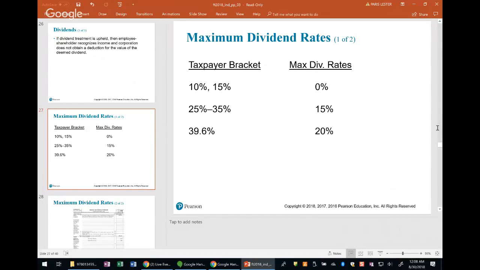All right. Maximum dividend rates, 10 to 15% usually. All right. This is your bracket. If you're in between those brackets, now, did they give you the new brackets in chapter 2? Now, in the front of your book, let's see if they've got the new brackets.